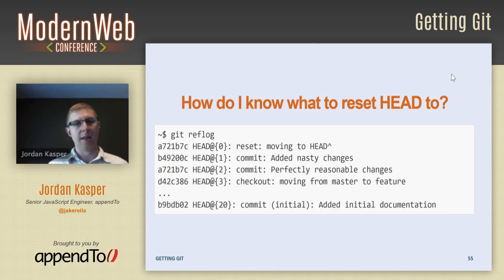And what's great here, and this is something that I really want to stress, is that Git almost never removes information. It's very, very rare that Git removes information. It almost always adds information. So even though we've reset our branch, that commit that says "added nasty changes", notice that there's a commit hash there, B49200C, that nasty changes commit. It still exists.